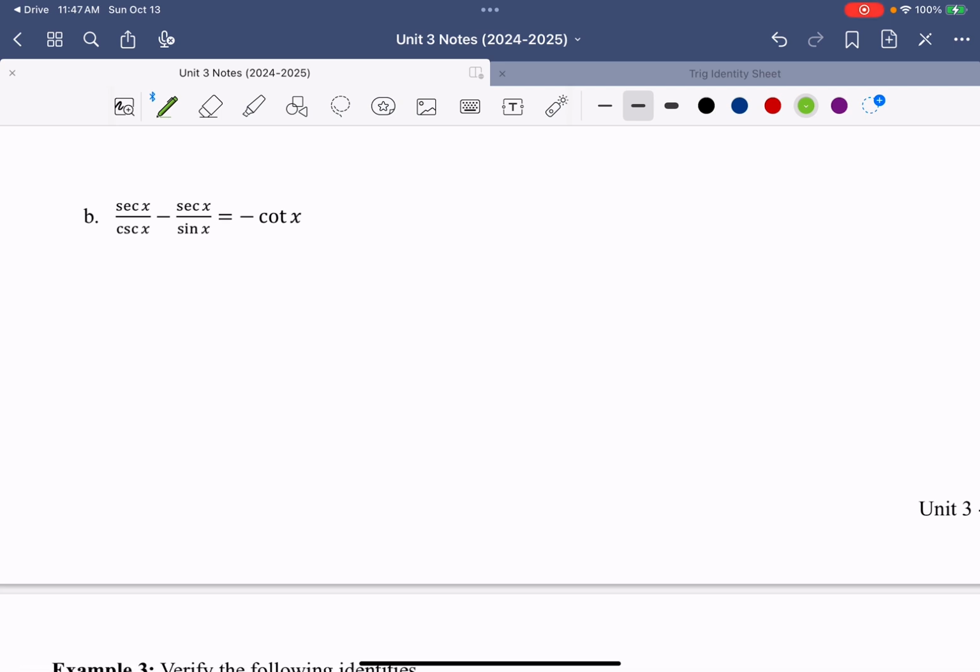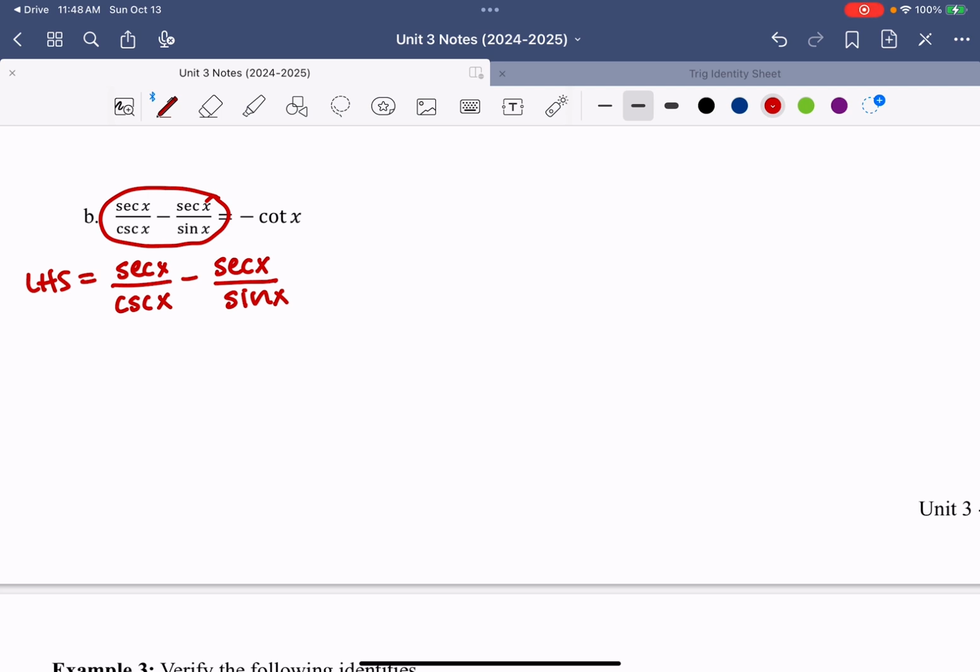So next one that we have is secant x over cosecant x minus secant x over sine x, and we're trying to make that be negative cotangent of x. So again, I think that it's helpful to usually start with the more complicated side. In this case, that's going to be my left-hand side. So my left-hand side is equal to secant x over cosecant x minus secant x over sine x.